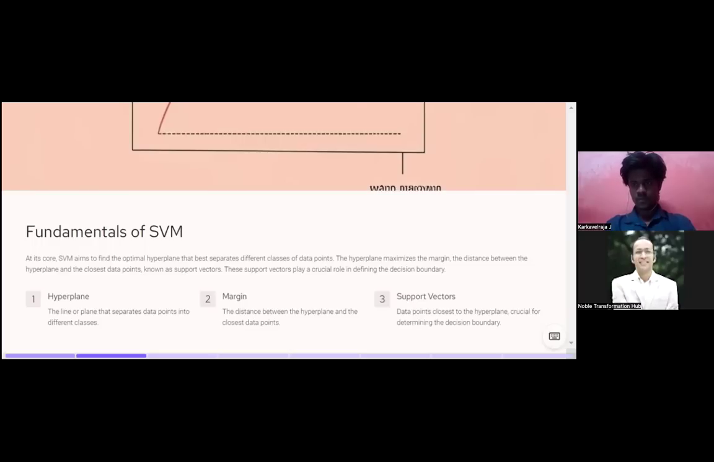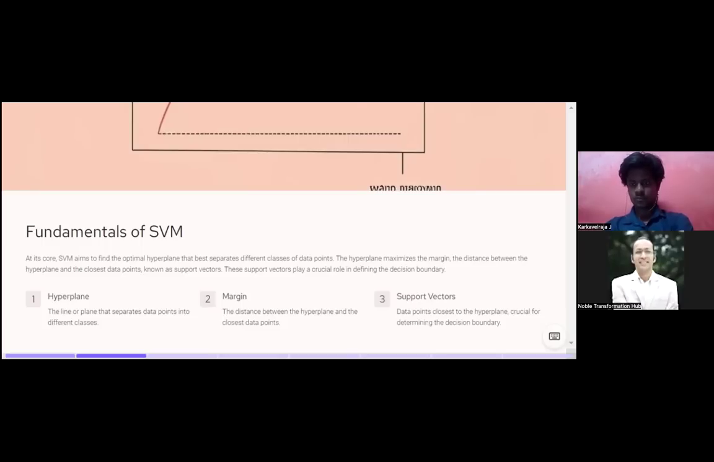Support vectors. Support vectors are data points closest to the hyperplane. Now you have to understand what support vectors are. They are closest to the hyperplane, crucial for determining the decision boundary. It's a very thin line which you have to understand.